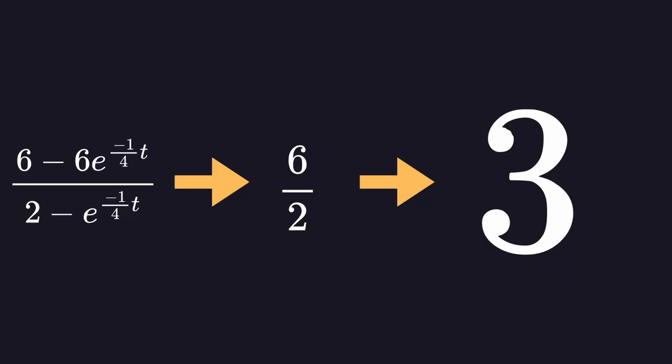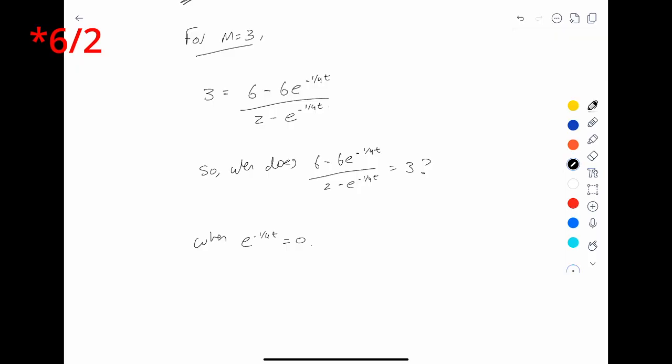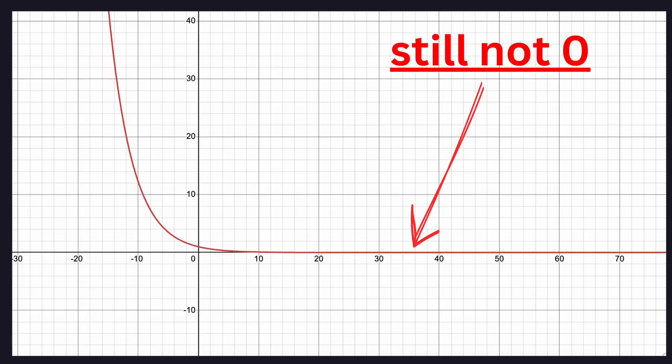Well, (6 minus 6e to the power of negative a quarter t) over (2 minus e to the negative a quarter t) equals 3 when we have the fraction 6 over 3. And so the question becomes, when do we have 6 over 3? We have 6 over 3 when e to the power of negative a quarter t is equal to 0. But I can hear you saying, e to the negative a quarter t can never equal 0. So what do we do?